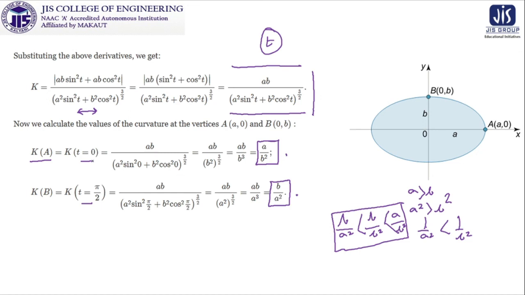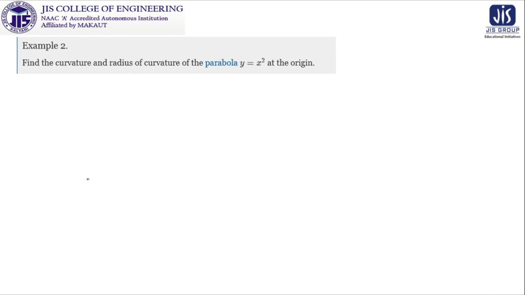So the curvature at t equal to 0, at a, is greater than the curvature at t equal to pi by 2, at b. How fine and nice this is. Now we are moving forward to the next example, and this asks us for the curvature and the radius of curvature of the parabola y equal to x square at the origin.